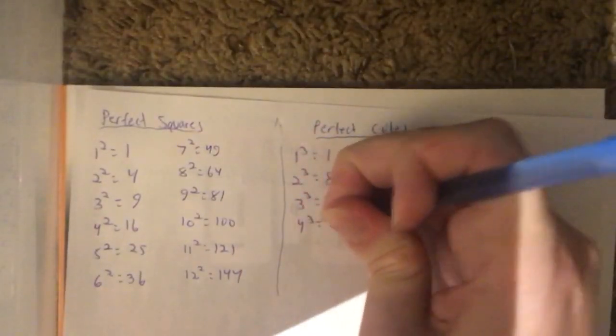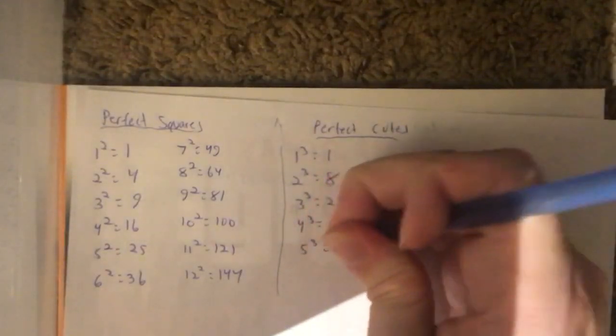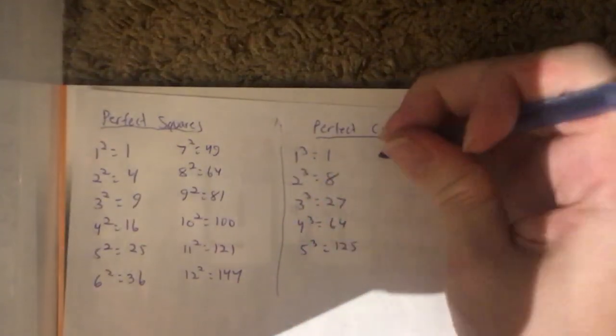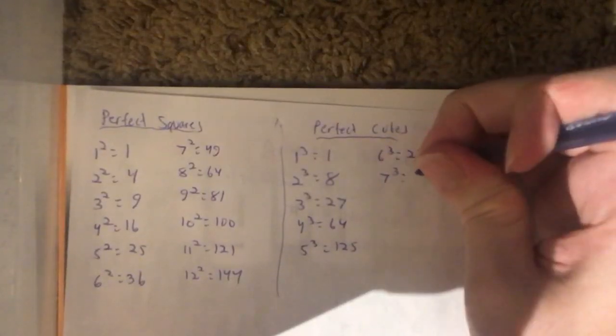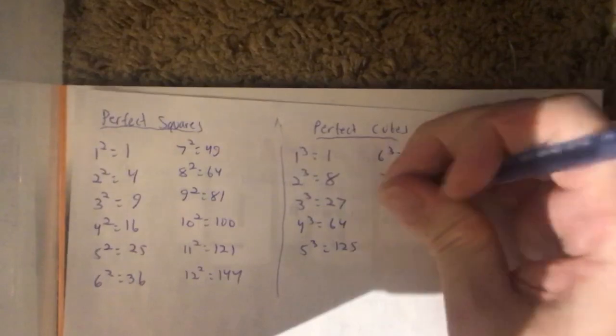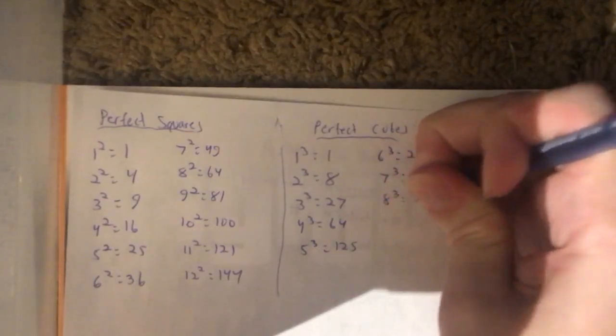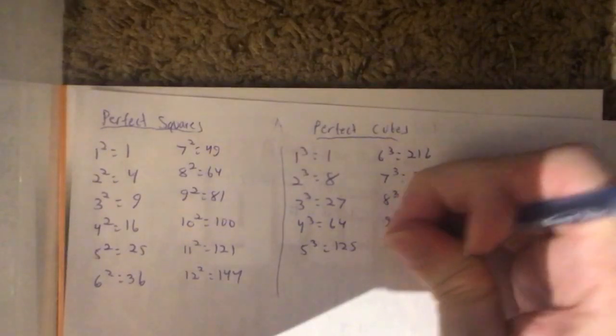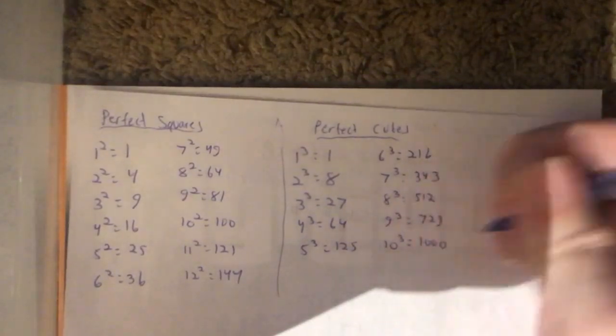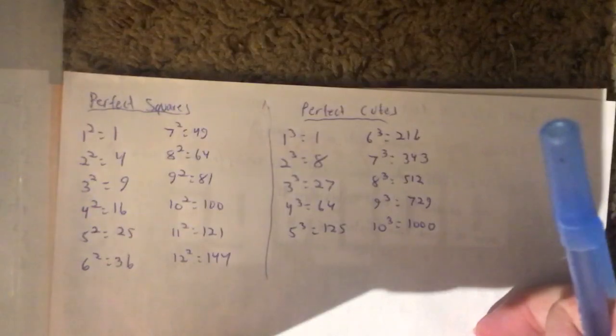4 cubed, 64. 5 cubed, 125. 6 cubed is 216. 7 cubed is 343. 8 cubed is 512. 9 cubed is 729. And 10 cubed is 1,000. Those are your perfect cubes.